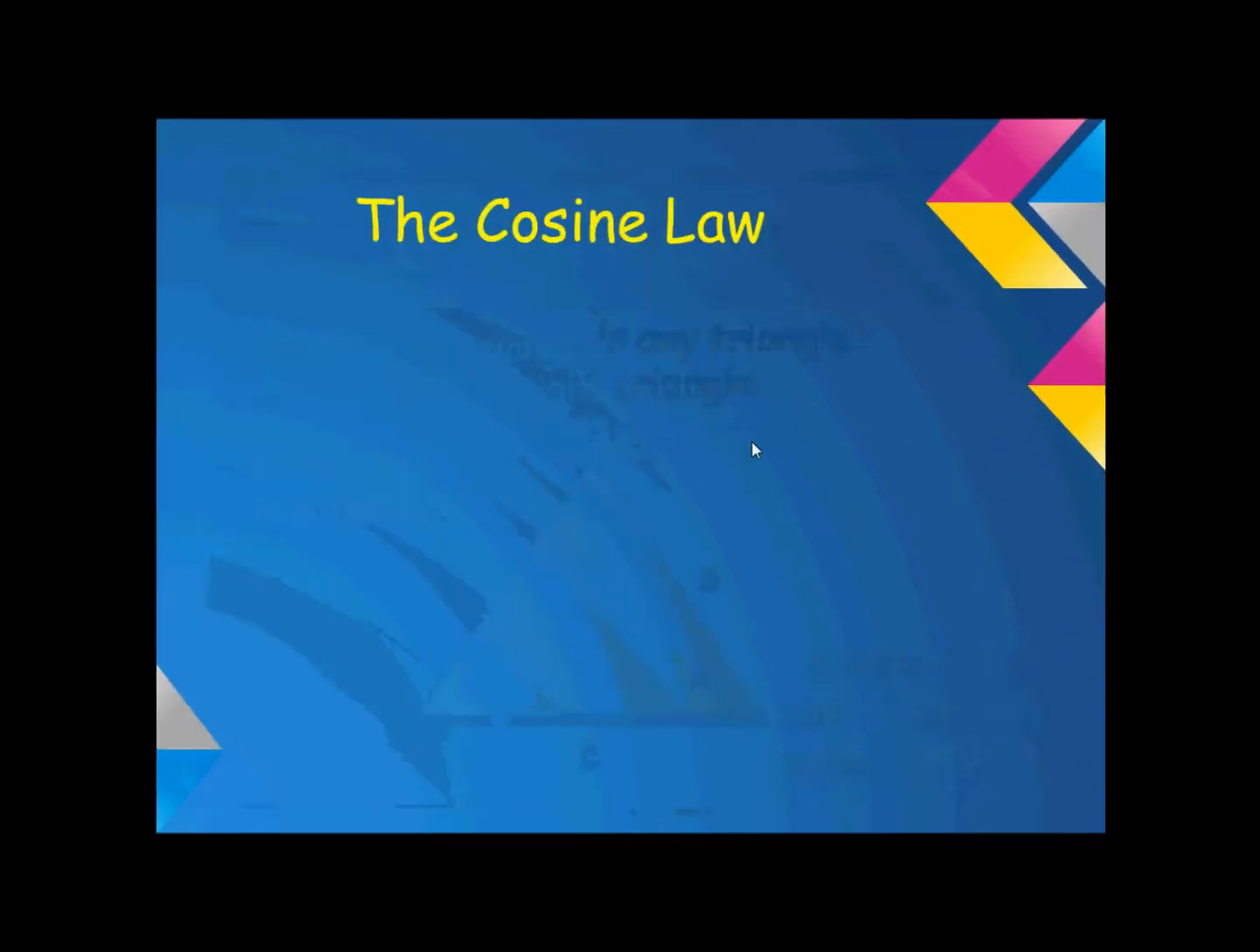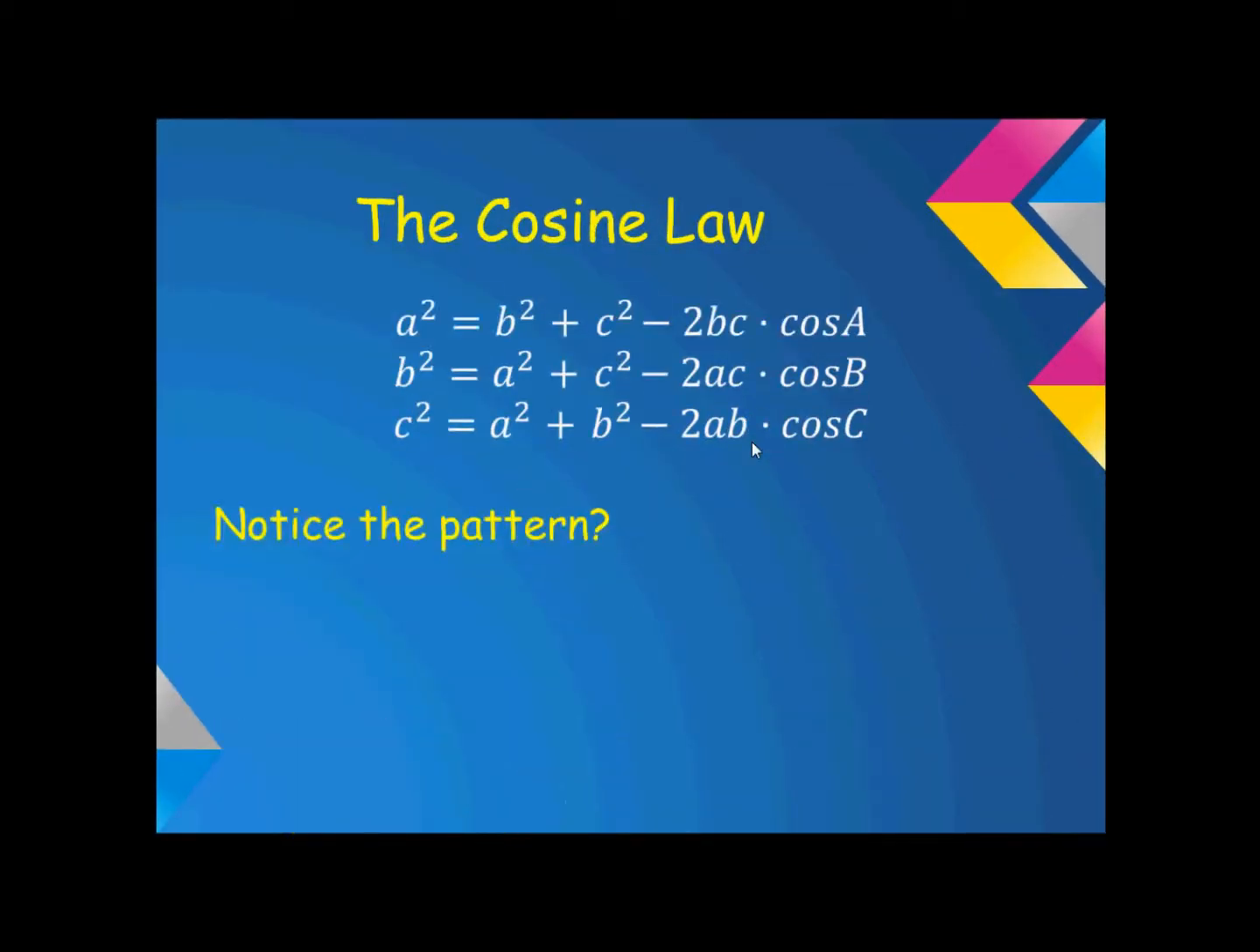The cosine law. A squared is equal to B squared plus C squared minus 2BC times cos A. B squared is equal to A squared plus C squared minus 2AC times cos B. And C squared is equal to A squared plus B squared minus 2AB times cos C.